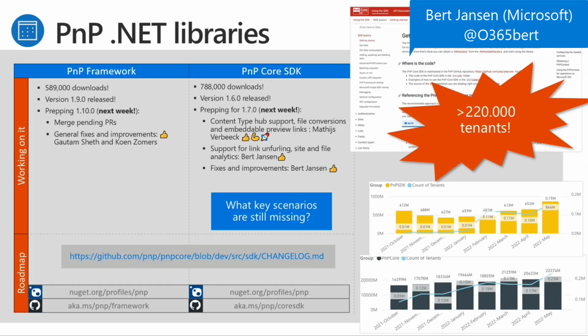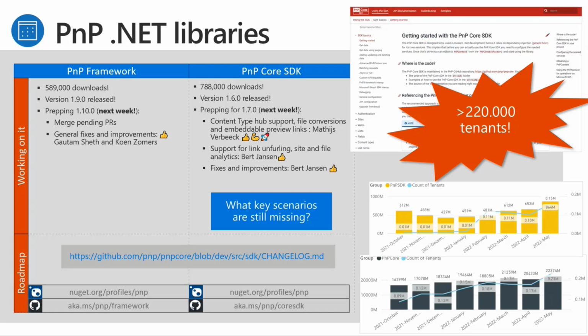Framework, we did some maintenance, a couple of PRs are merged from Gautam and from Koen. On the core SDK side, we had more happening, I would say. Thanks to Matthijs, we have content type hub support. So now you can actually quite easily add content types to the content type hub, configure them, and also publish them, unpublish them, check if a content type is published, yes, no. So under the covers, we used the Graph APIs to make that happen.